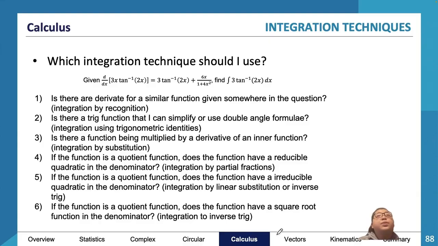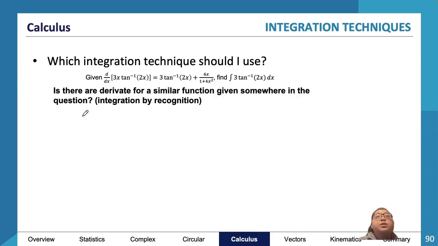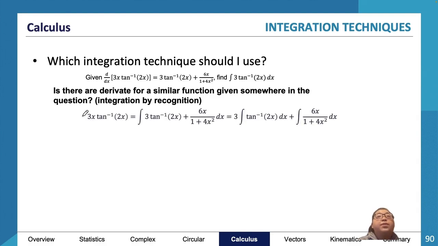Alright, so with this one, we want to diff this, hence do that. And right away, it's going to be an integration by recognition question. They've asked us to already diff it, so we already know what the derivative is. So then we're going to integrate the derivative that we already have. So we know that 3x tan inverse 2x is going to be the antiderivative of the derivative we just found, which is 3 tan inverse 2x plus 6x over 1 plus 4x squared.